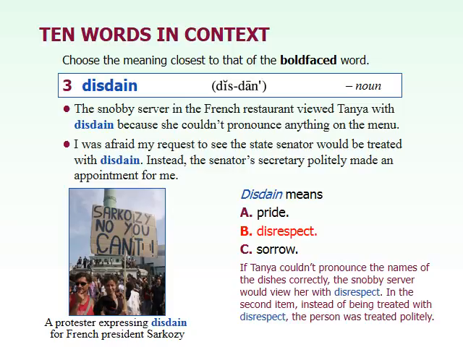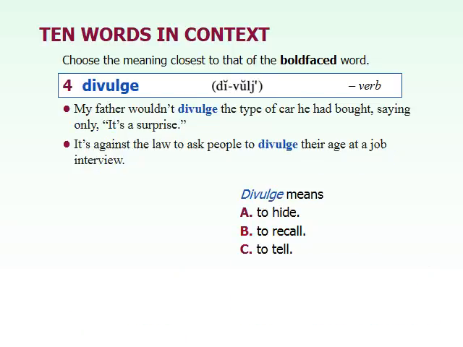So in the first example, the French waiter is treating this woman Tanya with disdain because she can't speak French. So the French waiter thinks that he's better than her. In the second one, this person was afraid that the state senator, this is someone in government, would treat someone who's not in government with disrespect. So keep that in mind. All right, moving on to our next one.